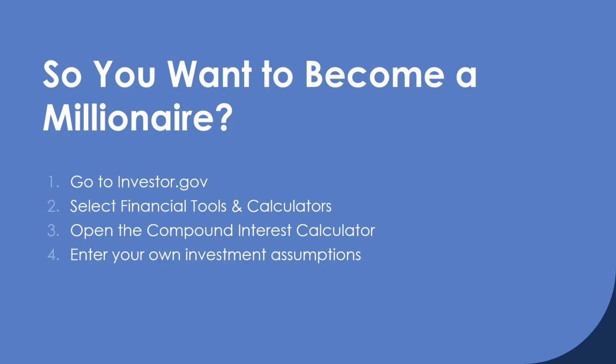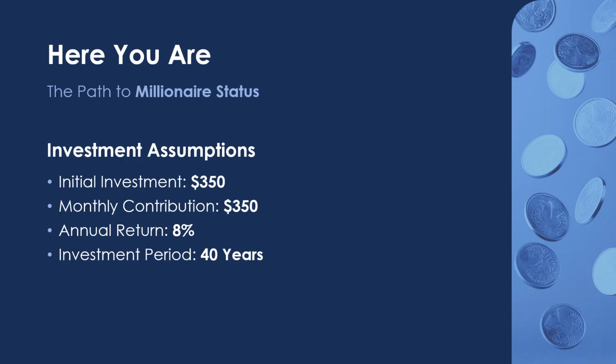Let's begin by looking at one possible path to becoming a millionaire. We'll begin with an initial investment of $350. From there, we'll contribute an additional $350 each month.